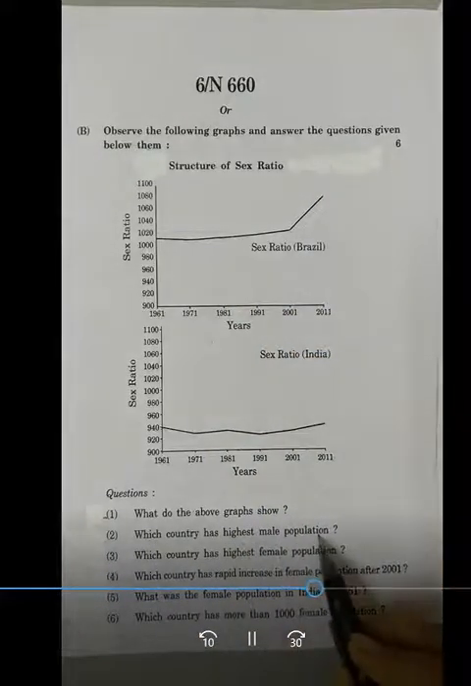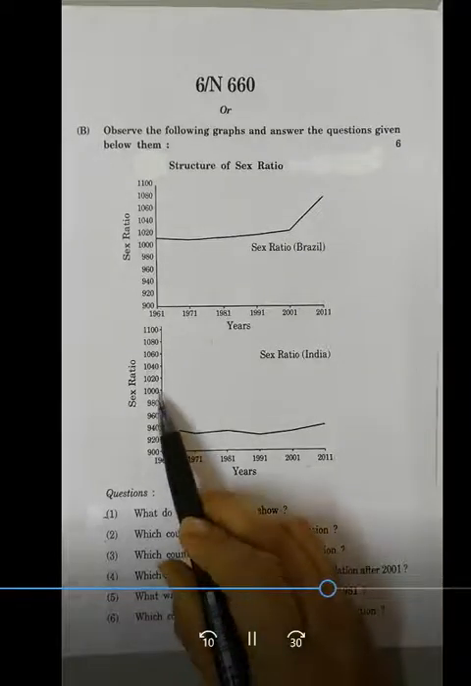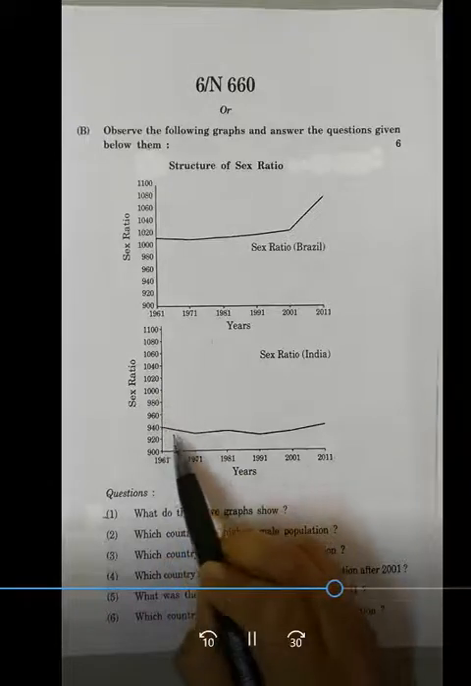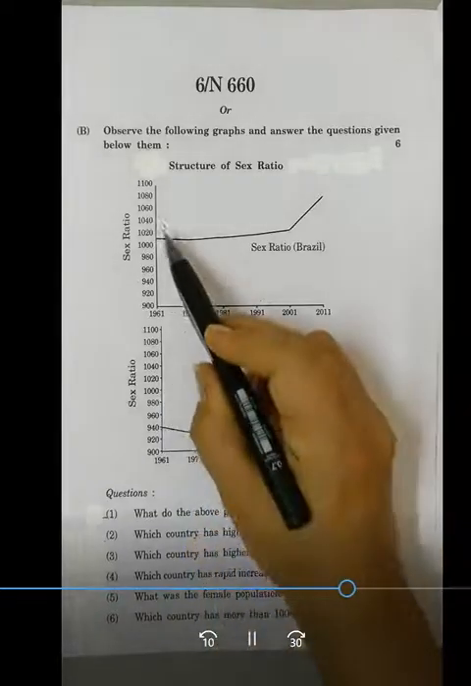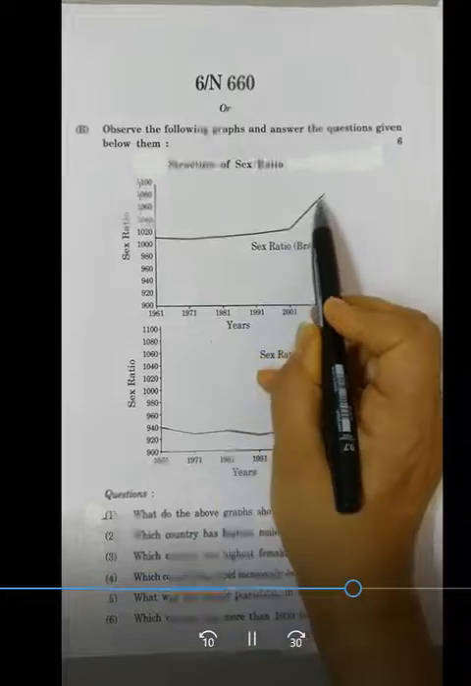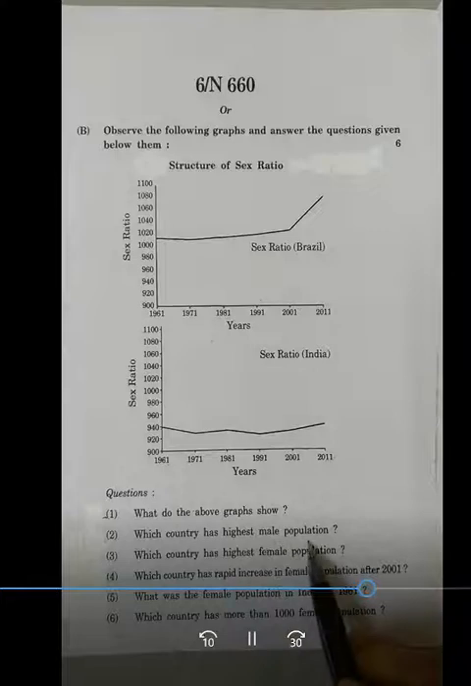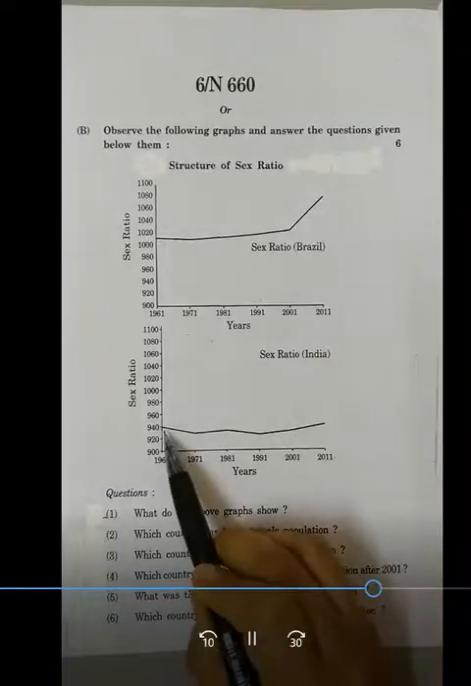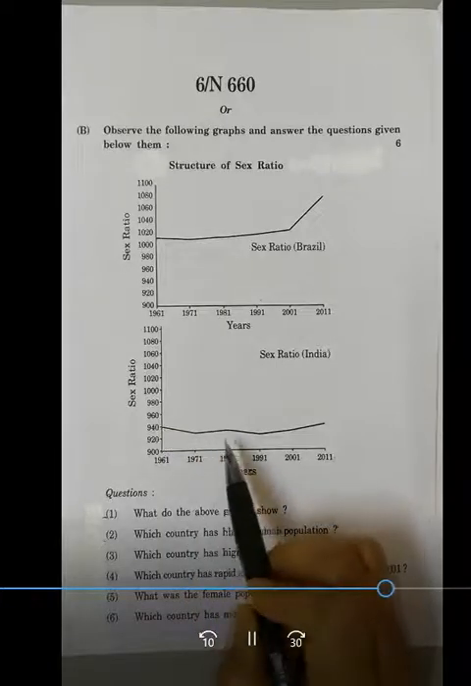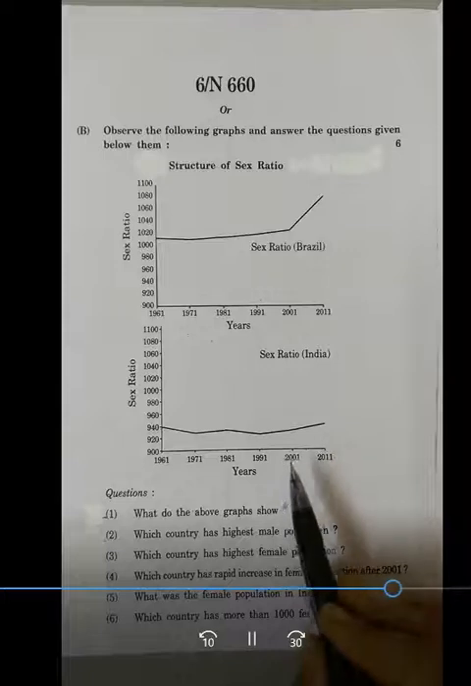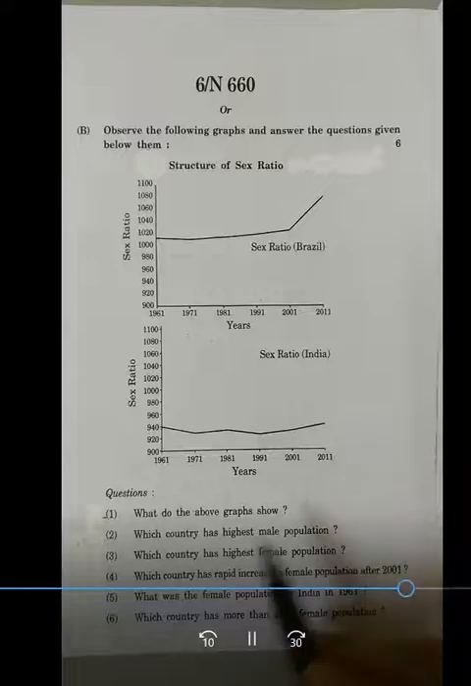Moving to the next question. Which country has highest male population? Now here you see India is not going above 1000 anyway. It is always below 1000. The female population is below 1000. This means males are more here. Here females are always above 1000. This means male population is less here. So which country has highest male population? Yes, obviously India has highest male population. You will write the answer in a complete sentence and you are going to underline India. Underlining, children, is going to be a paper presentation part.